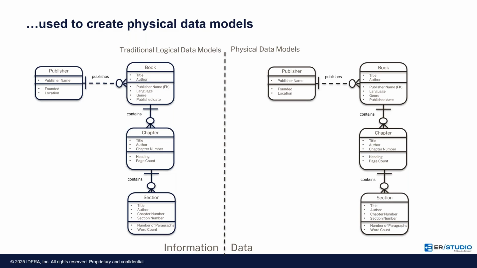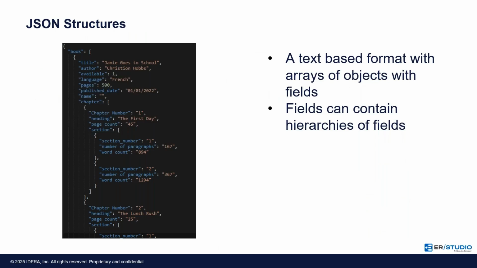Now, how does that compare if we start looking at something like a JSON structure? So the first thing is really that JSON is a fairly flat structure in terms of it's a file. It's typically stored in a file. It's typically text-based, but within there it might have a hierarchy.